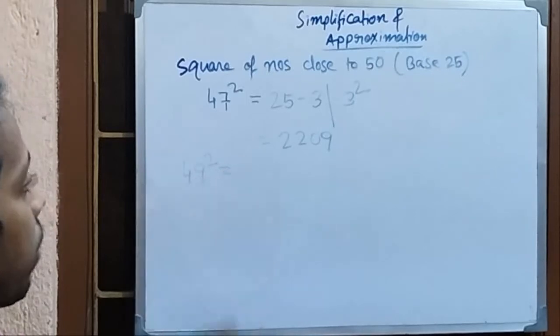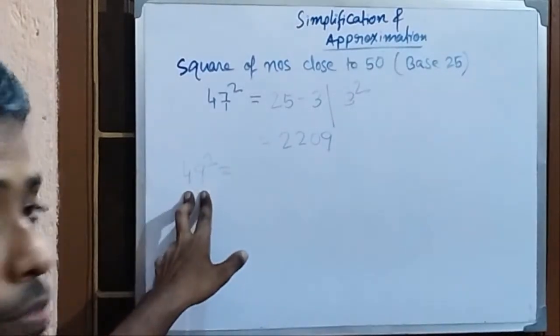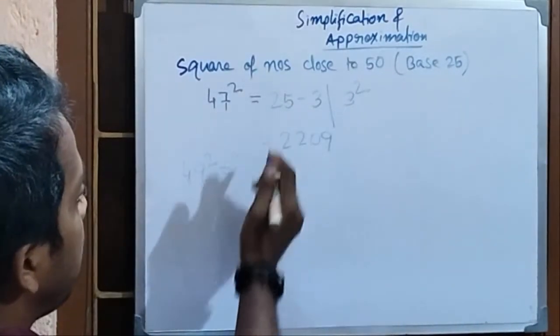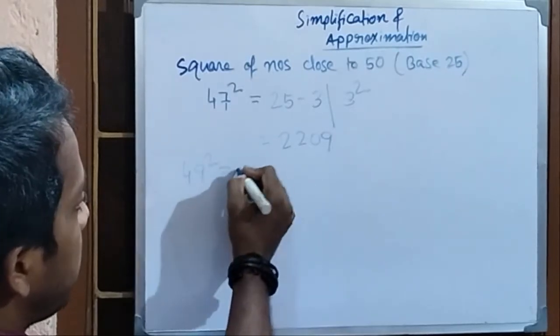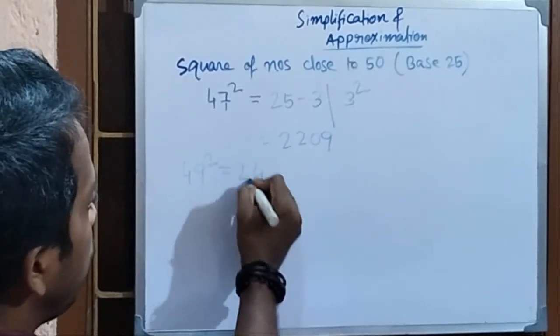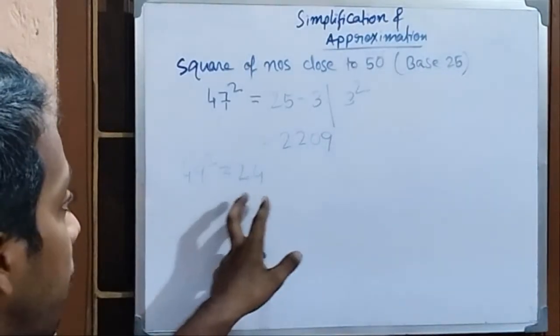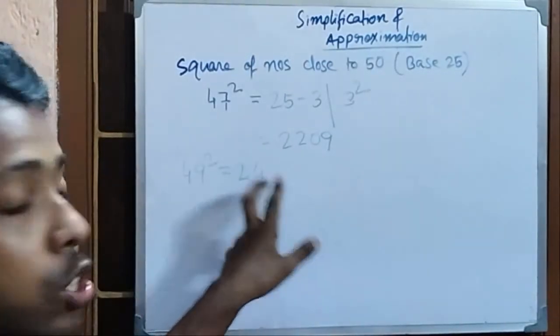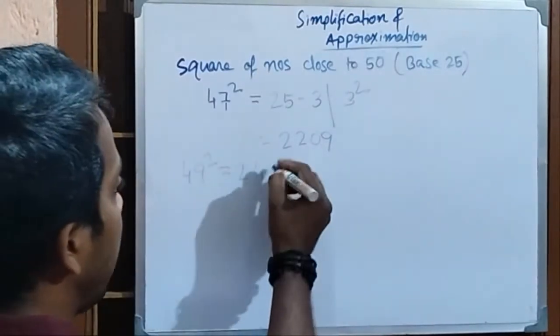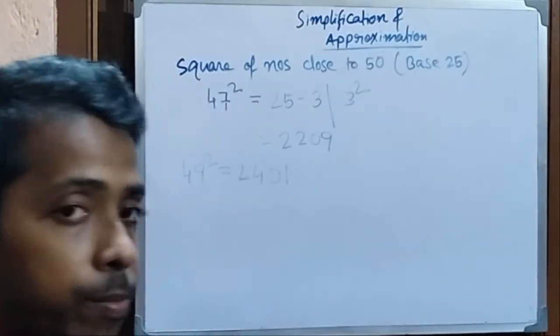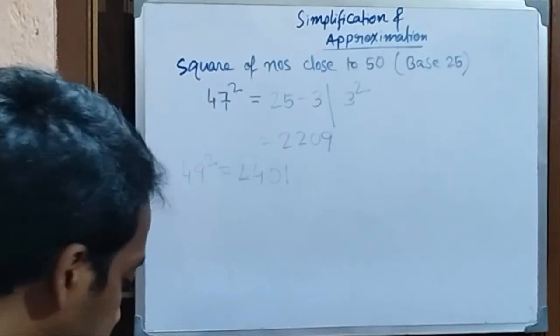So 49 square, what will be the answer? It is 1 less than 50, so the first part is 25 minus 1, which is 24, and 1 square is 1. As I have already told you, each box carries a 2-digit number, so 1 should be written as 01, right? So this much stuff is okay.